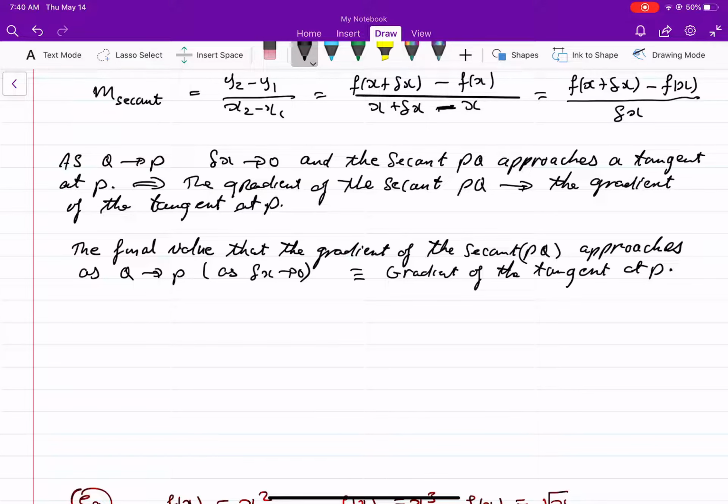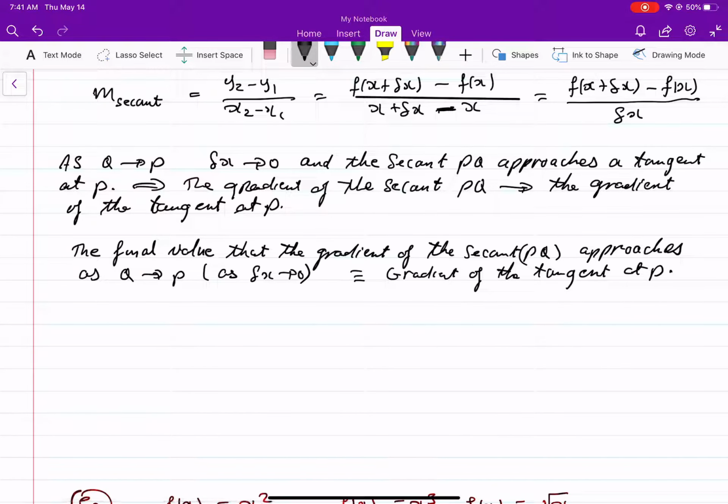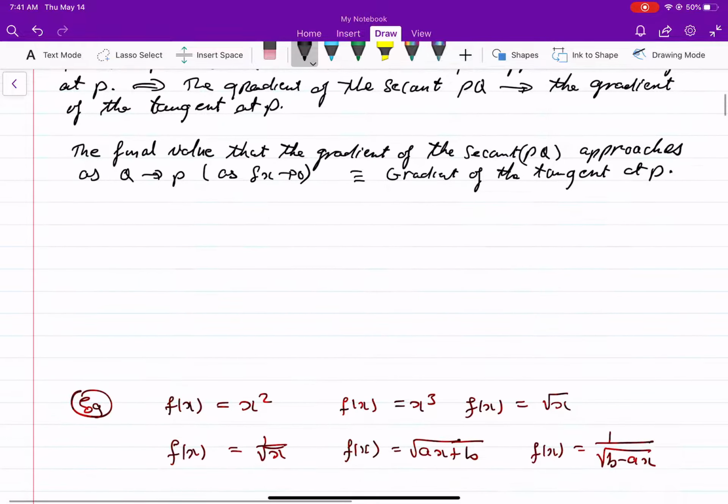Remember what a limit was? A limit was the final value that a function approaches. So, the final value that the gradient of the secant approaches as delta X approaches 0, the mathematical way to write this is as follows.